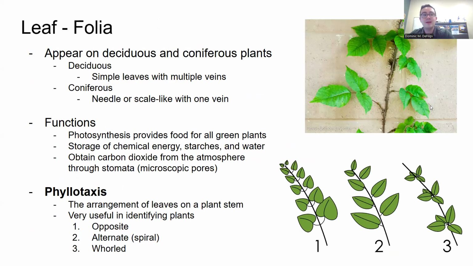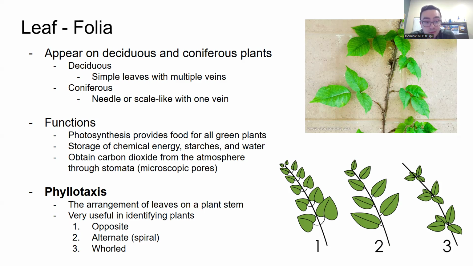All right, next we have folia, leaves. So they appear on both deciduous and coniferous plants. Deciduous, of course, being simple leaves with multiple veins. It's what you think of when you see a standard kind of leaf. Coniferous plants, those are usually trees, but they don't have to be. They're needle or scale-like with one vein. So those are our pine trees and things like that. Those are coniferous plants.